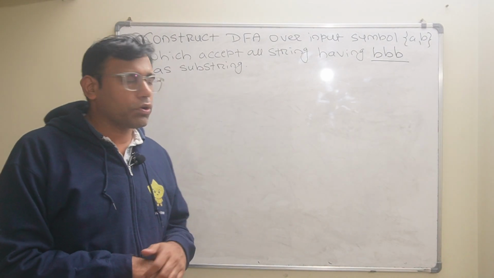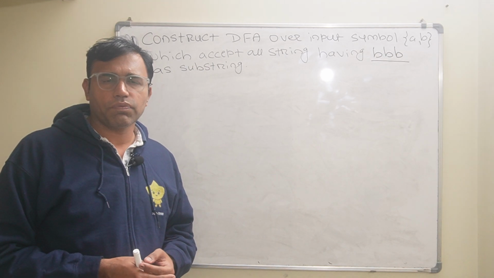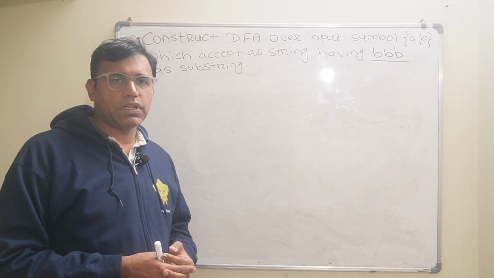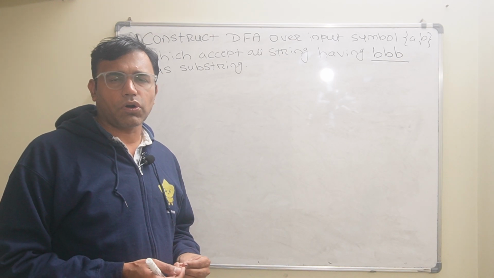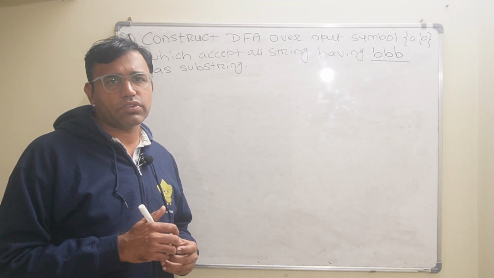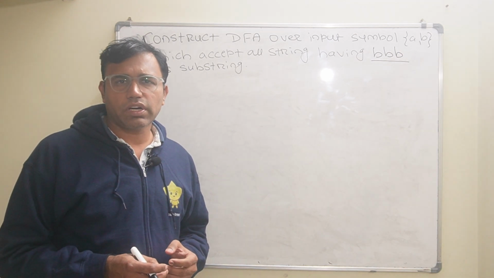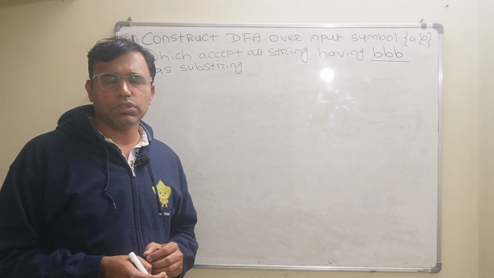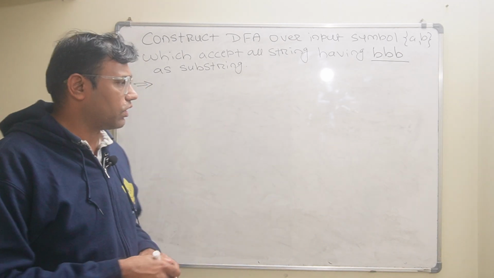Hello friends, the topic of this video is construction of DFA over input symbols a, b, which will accept bbb as substring. Means we have to construct the DFA which will accept all the strings having bbb as substring. So substring is a part of string. So first of all I will write some possible values which contain bbb as substring, and then we will construct the DFA for the same.